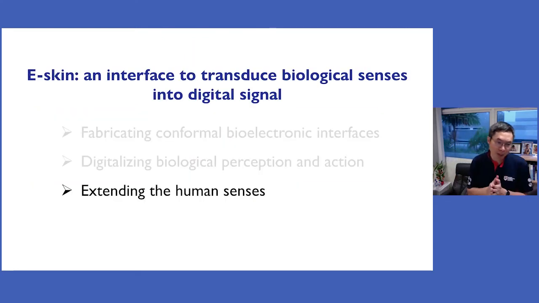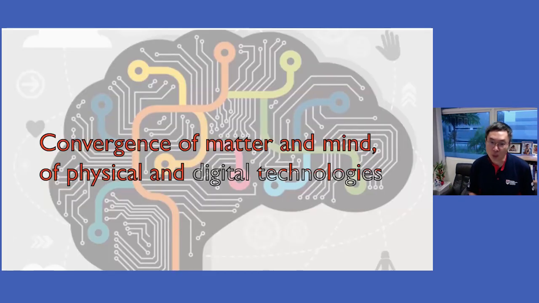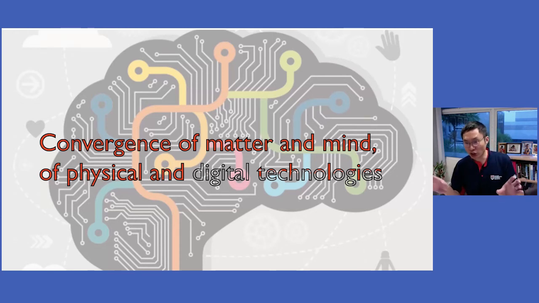For the last part, I will take maybe another 5 to 10 minutes to share how, based on our know-how, we can come up with AI together to extend our human senses. In a simpler way, I would say it is the convergence of matter and mind, where physical and digital technology are put together. This is potentially useful and can extend our human senses.